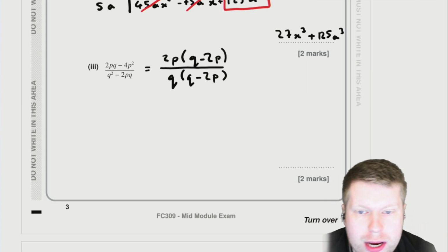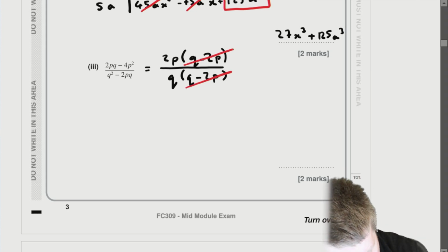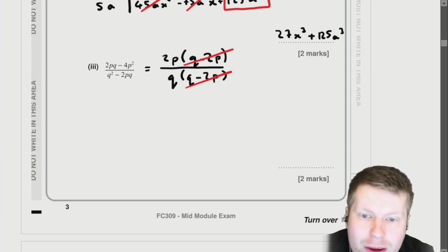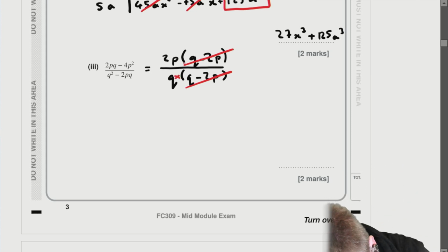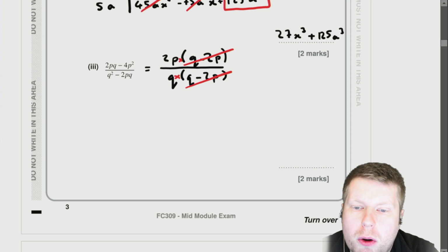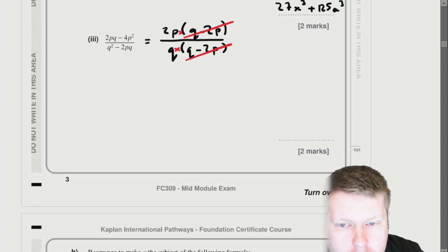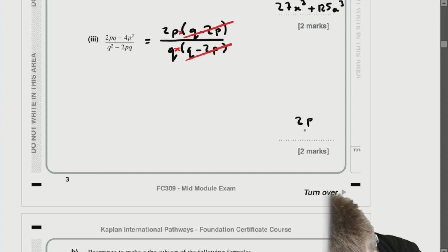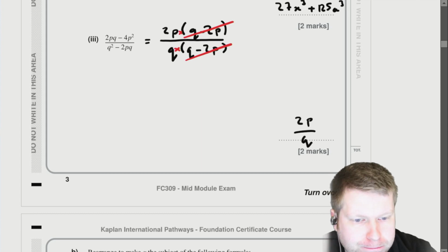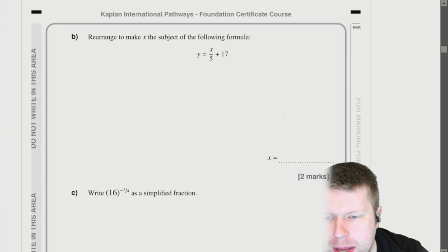And then from here, you can realize, there's a q minus 2p there and a q minus 2p there. Here I can cancel because there is a multiplication happening here. There's a multiplication happening, so therefore I can cancel. So as a result, the final answer should just be 2p over q, okay? All right, have a look at question B of part 1.